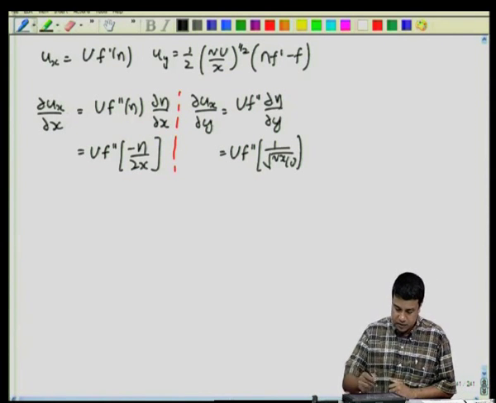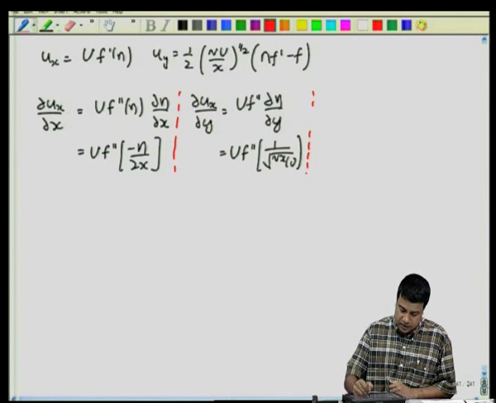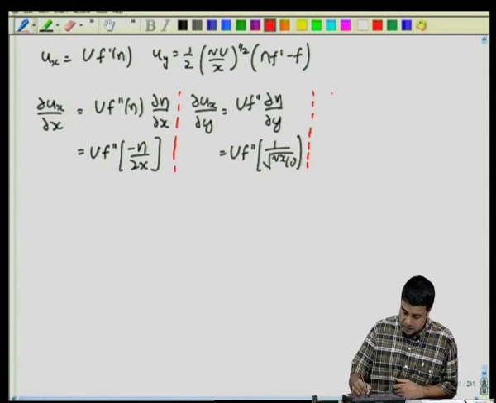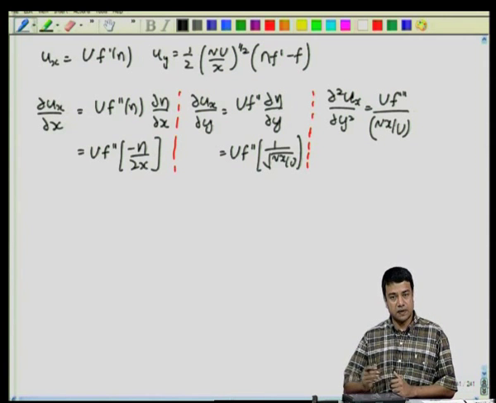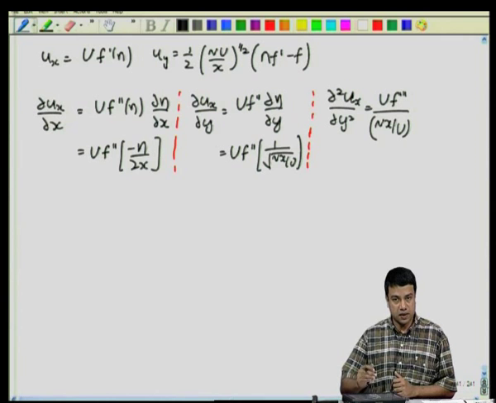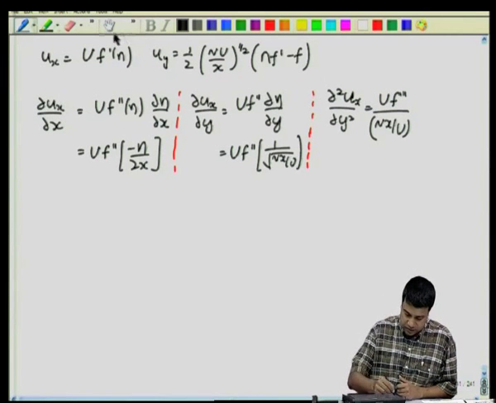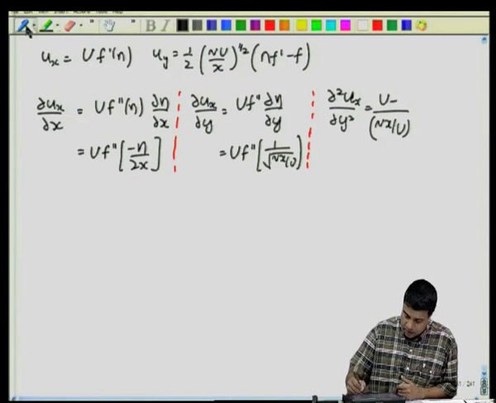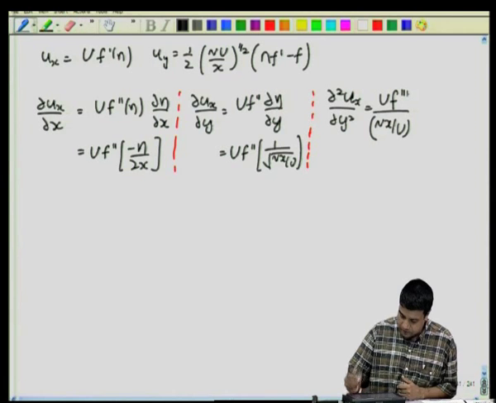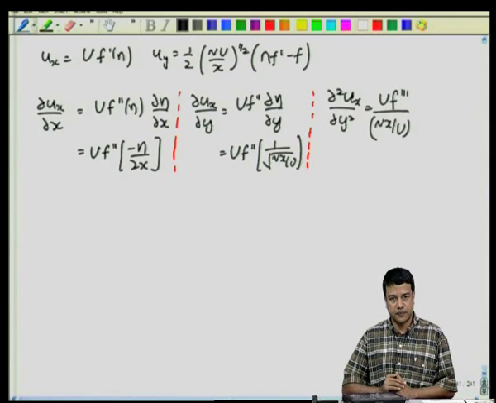That is partial u x by partial y. And the last thing I need for the right hand side is the second derivative, which is quite easy to obtain. Partial square u x by partial y square is equal to U f triple prime by nu x by U. Because when I take the second derivative, I just get a factor of 1 over square root of nu x by U times f triple prime multiplying this term here. Okay. Note that this is f triple prime, so it is the third derivative with respect to eta.